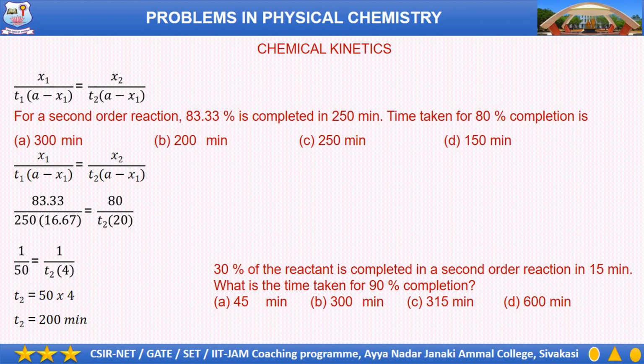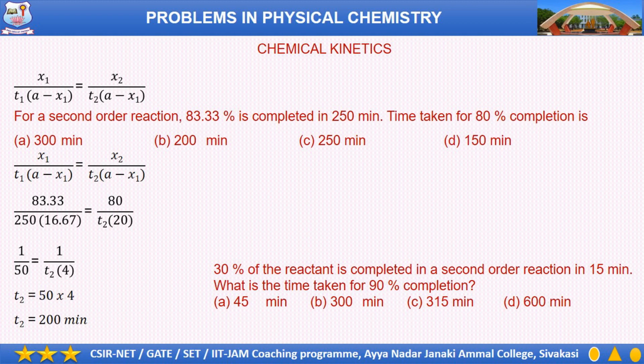Then we will apply this formula. How much? 83.33% completion. Here, amount completed. Therefore, 83.33 by, what is the time taken? 250 minutes. T1 into, what is this? The amount left free. Here, what is the amount left free? 316.7. Given is x is equal to this percent. Therefore, A should be 100. Therefore, A minus x is the remaining 16.67.